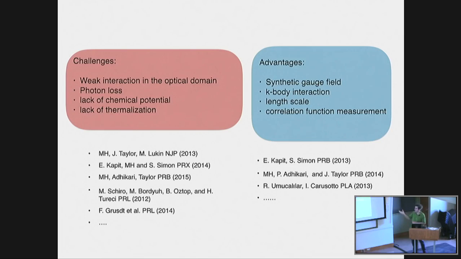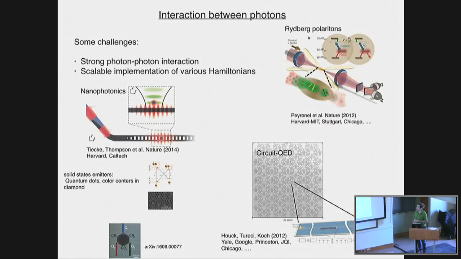So we have done some work, and many other people some work. It's ongoing. I would like to just highlight that these are experimental and theoretical challenges that people are facing. So, for example, interaction between photons. John mentioned Rydberg. Photon-photon interaction induced by Rydbergs. Nanostructure systems, like photonic crystal waveguides coupled to atoms, where the atom actually mediates the strong interaction, or solid-state emitters that again could mediate a strong interaction, and also circuit QED systems.